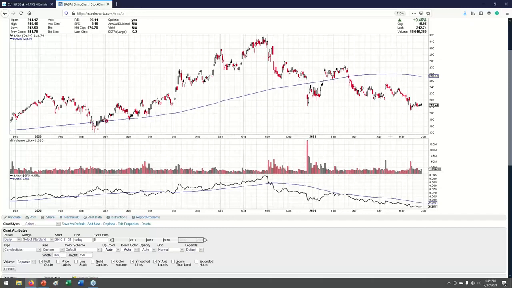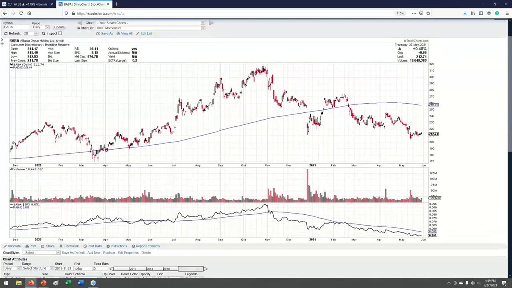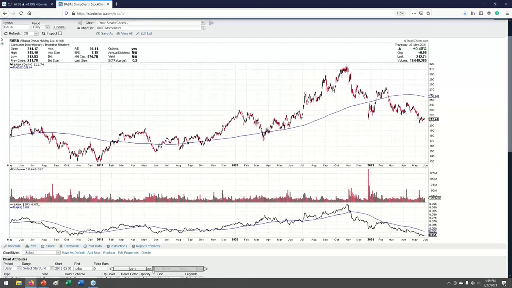In which issue? Alibaba. Oh, Alibaba. Okay, can you expand the chart? Oh, yeah, spread it out versus compress it.